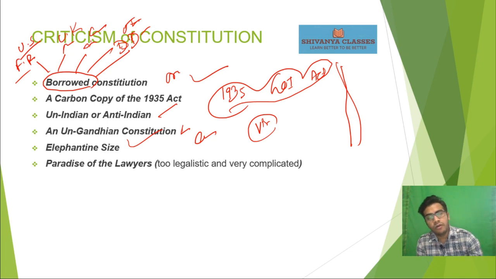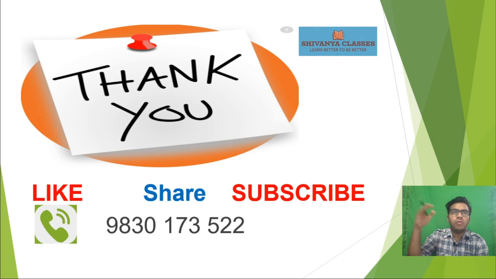So we have covered the salient features of the constitution and the criticism. So this chapter is covered. Next class we will start our preamble. We'll go one by one: preamble, union, states, fundamental rights, citizenship, DPSP, fundamental duties, president, vice president. We'll go through each and every topic, bit by bit. So please stay with us.